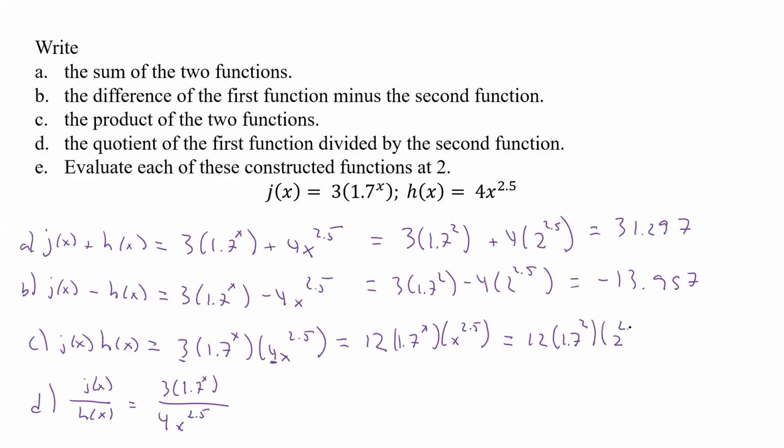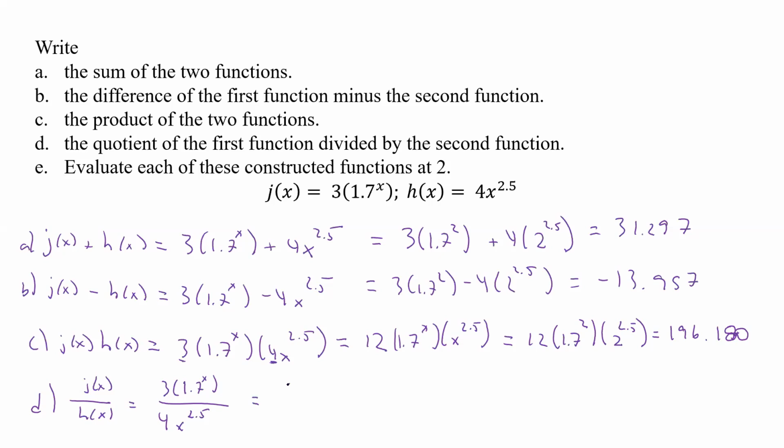Now what we're going to do is take 12 times 1.7 squared times 2 to the 2.5. So now we have 12 times 1.7 squared, and then times 2 to the 2.5, and that looks like 196.17, well, 180 if we round to 3.